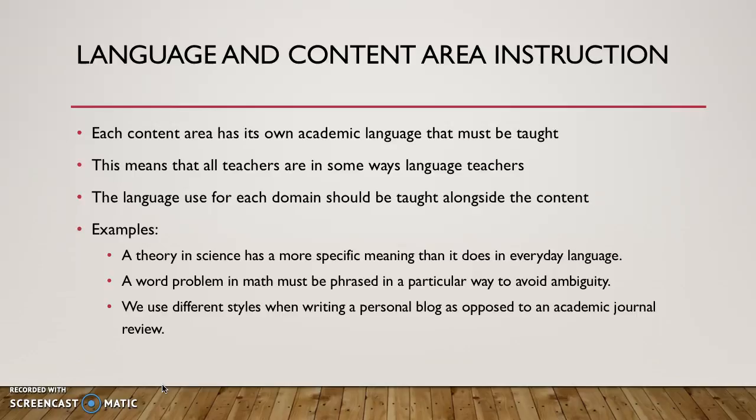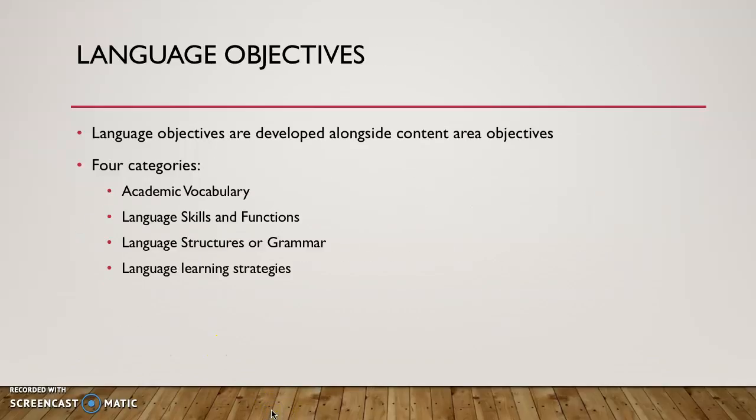Theory in science has a more specific meaning than we would use it in everyday language. I may have a theory about why Susan's always late, but it's not a scientific theory necessarily. Word problems in math need to be phrased in very specific ways so as to avoid ambiguity. And we would use a lot different writing styles for a personal blog as opposed to an academic journal review or academic writing in general. And students need to be taught the differences.